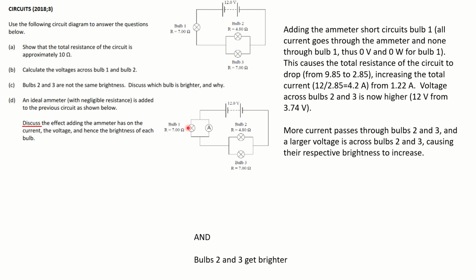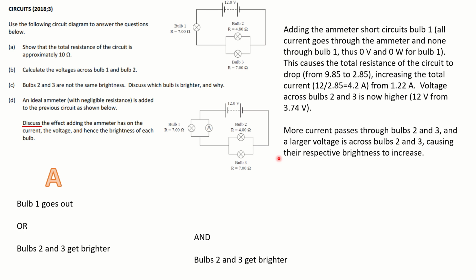This causes the total resistance of the circuit to drop from 9.85, which we calculated before, to 2.85, basically the same thing minus the 7 ohms here. Increasing the total current, calculated right there, from 1.2 to 4.2 amps. Voltage across bulbs 2 and 3 is now higher, 12 volts, increased from 3.74 volts. Since the current is higher and the voltage is higher, the brightness will increase. Bulbs 2 and 3 get brighter.